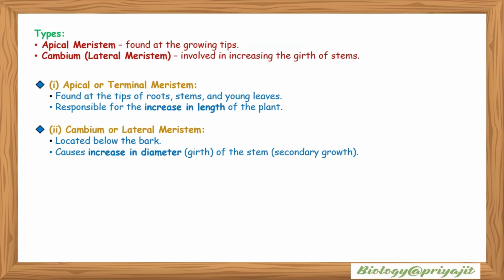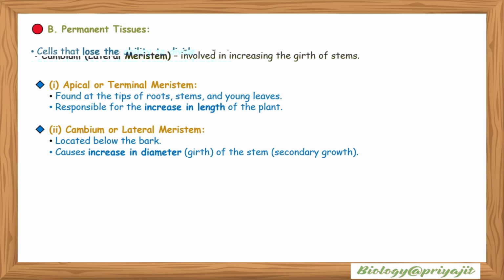Types of meristematic tissue. On the basis of location, there are basically two types: apical meristem, which is found at the growing tips, and cambium or lateral meristem, which is involved in increasing the girth of stems. Apical or terminal meristems are found at the tip of roots, stems and young leaves. They are responsible for the increase in length of the plant. Cambium or lateral meristems are located below the bark and cause an increase in diameter or girth of the stem, that is secondary growth of the plant.